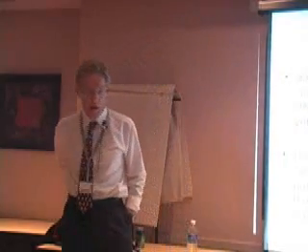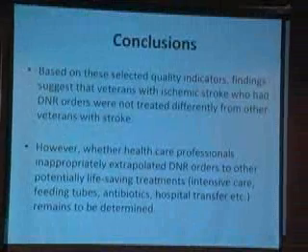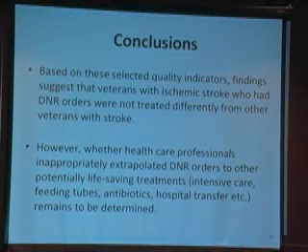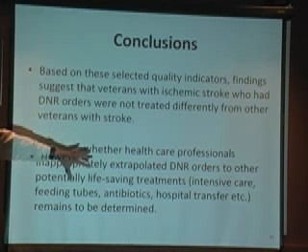Just to wrap up here then, we've really had to be careful in terms of how we phrase these conclusions. The reviewers have raked us over the coals for maybe going beyond what the data say. But we now phrase it amongst these carefully selected quality indicators: these findings suggest that veterans with ischemic stroke who had DNR orders were not treated differently from other veterans with stroke. However, whether these health professionals inappropriately extrapolated DNR orders, or maybe appropriately extrapolated them, depending on your perspective, to other potentially life-saving treatments, as we've mentioned, intensive care, feeding tubes, antibiotics, hospital transfers to specialty centres, we don't know. Some of this data is not available in this data set.